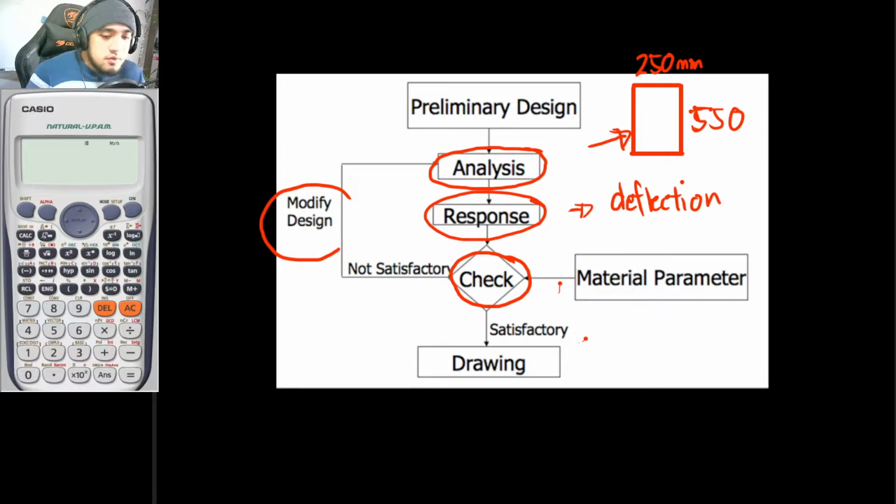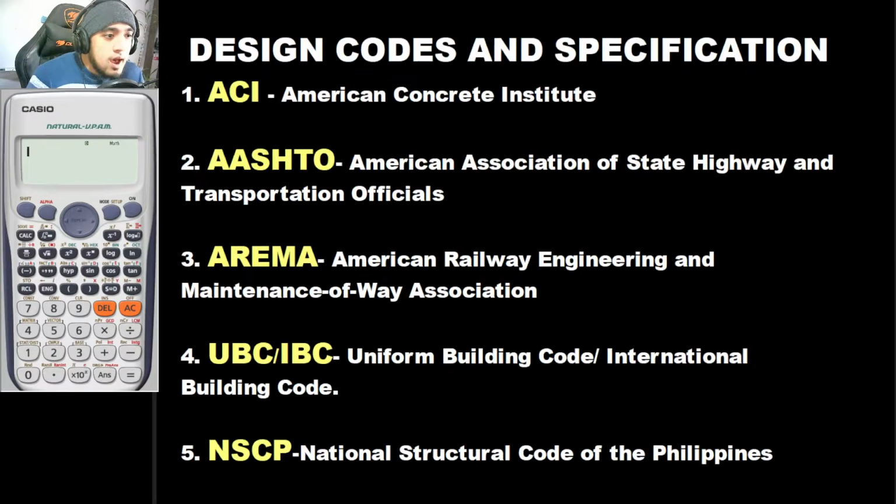Okay, so before proceeding to the designing part itself, we actually have these different design codes and specifications. But can I get a confirmation, guys, that these texts are readable? Yes, sir. Okay, very good. Okay, so these are the different design codes and specifications that we will be using in our subject. First up, we have your ACI, and ACI stands for American Concrete Institute.